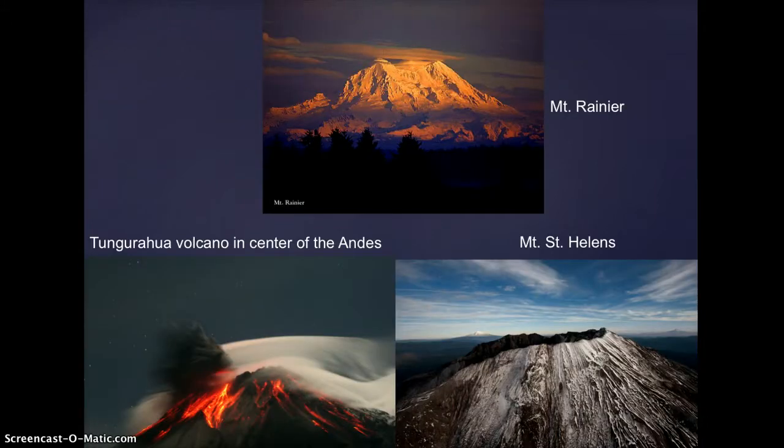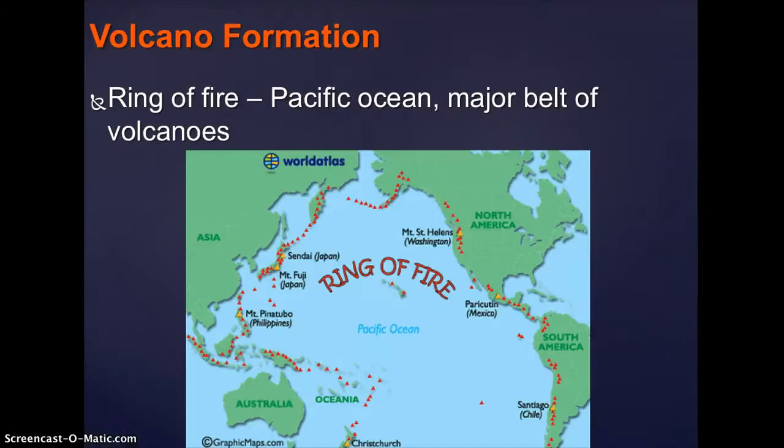Mount Rainier, the Tungurahua volcano, and Mount St. Helens are examples of volcanoes that formed at convergent boundaries. The Pacific Ring of Fire is a major belt of volcanoes in the Pacific Ocean. Many of these volcanoes formed at convergent boundaries.